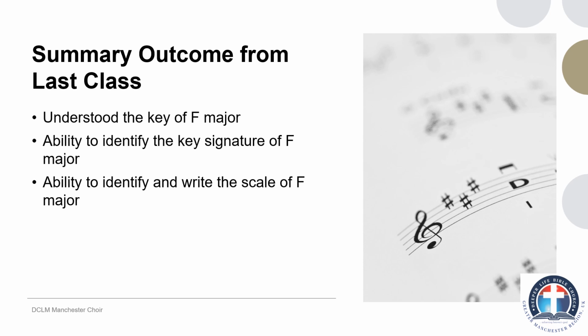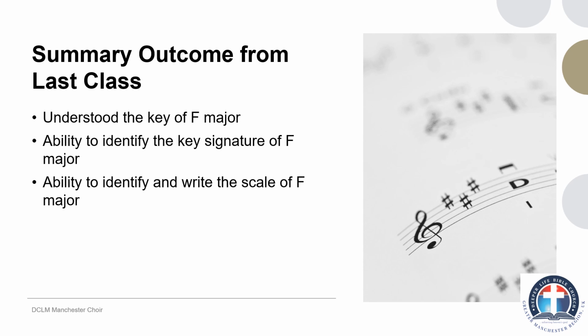we were able to understand what the key of F major is, and to identify the key signature of F major. If you remember, what is the key signature of F major? Yes, thank you. The key signature of F major is just one flat. And what note is flattened? Thank you. The note B is flattened. So where you see just one flat, that indicates F major.